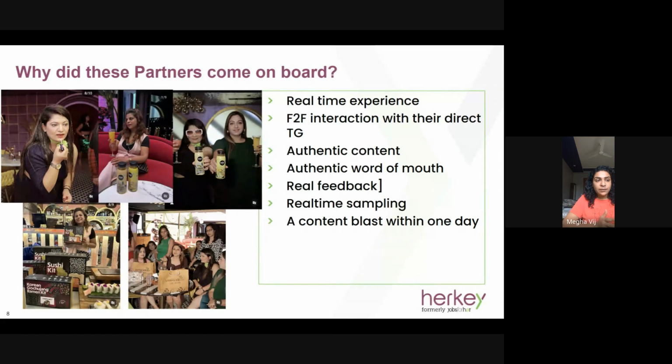Content was authentic. Nothing is fake here. Everyone knows there's an event that's happening where these guys are partnering, and they're doing a very good job of putting things together along with us. So authentic word of mouth and real feedback came from this event. Real-time sampling happened, and there was a content blast within one day. And the best thing is, we did not have any problems with content quality.